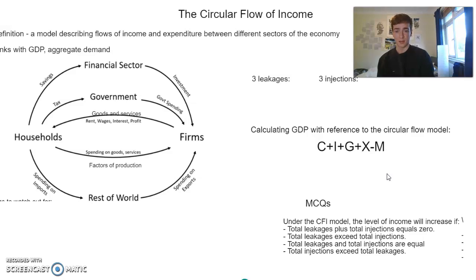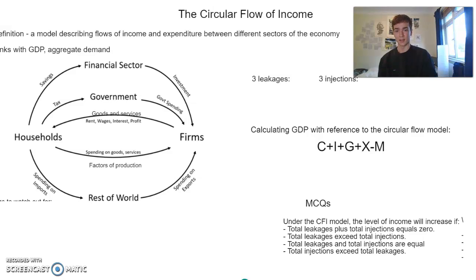So for the first option, if total leakages plus total injections equaled 0, well, that wouldn't be possible because they both have to have positive values. You know, we have some money leaving the economy and some money entering, but those are both positive values. Total leakages exceeding total injections, that represents more money leaving the economy than going into it. So in that scenario, the level of income has decreased. Total leakages and total injections are equal. In this scenario, the level of income in the economy will stay the same.